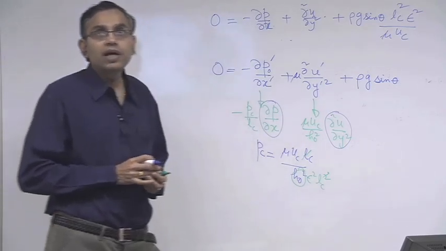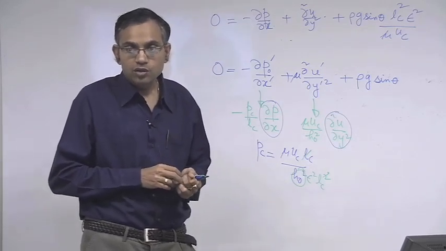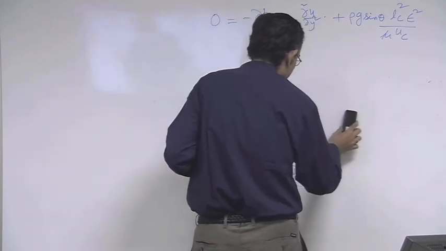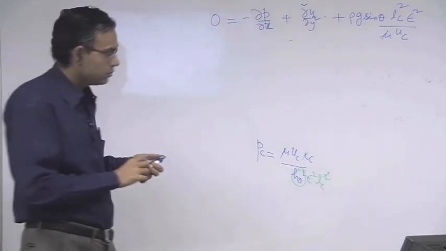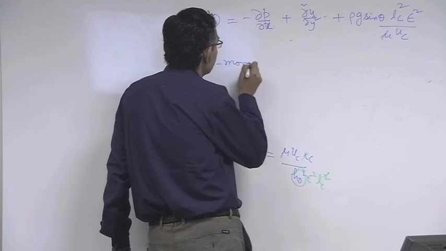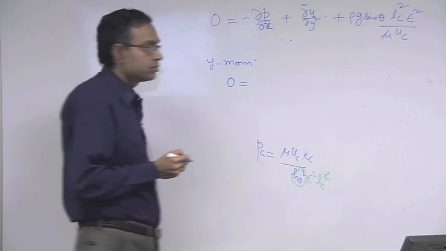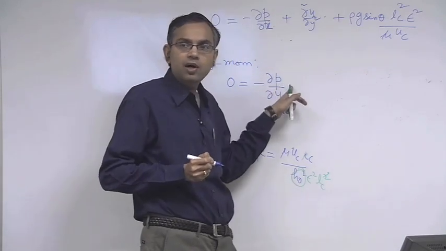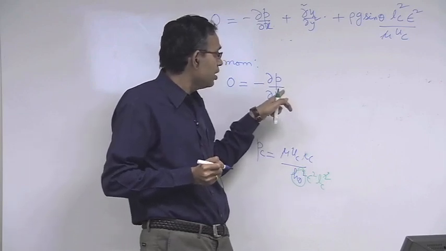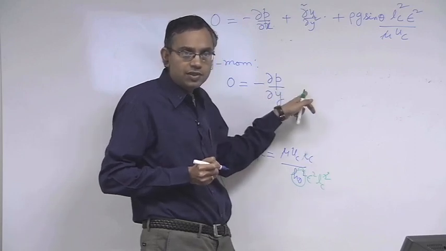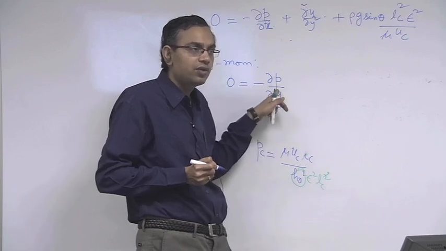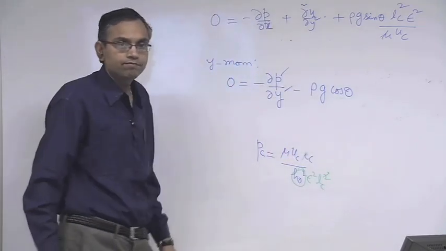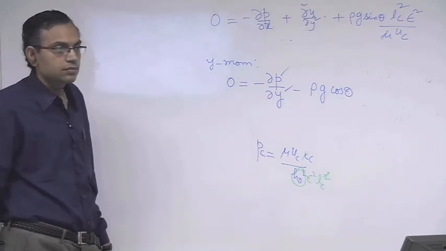So, a similar thing we can do for the y momentum equation. For the y momentum equation, let us write the dimensional form. So, y momentum, 0 is equal to, what is the leading order term? The v terms are much smaller than the corresponding u terms. So, pressure term being important, the V terms being much less than the U terms, the V terms will be much less important as compared to the pressure terms. So, minus rho g cos theta will be there. This will be P dash y dash. Okay.